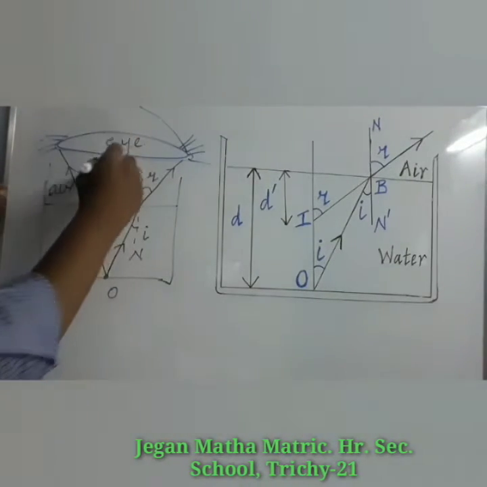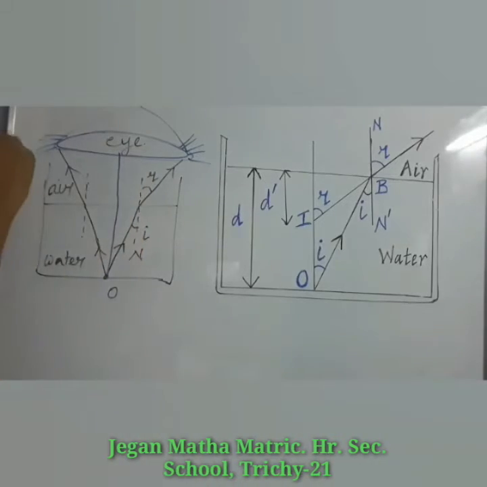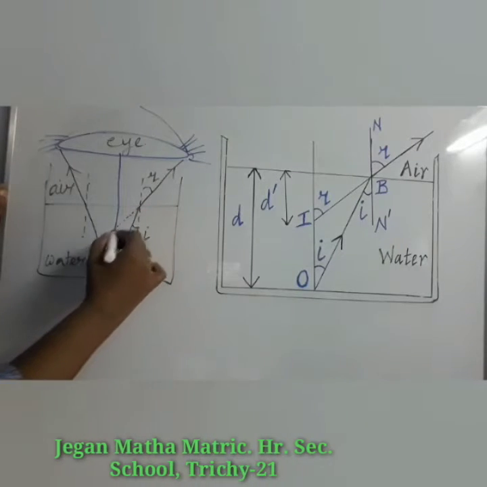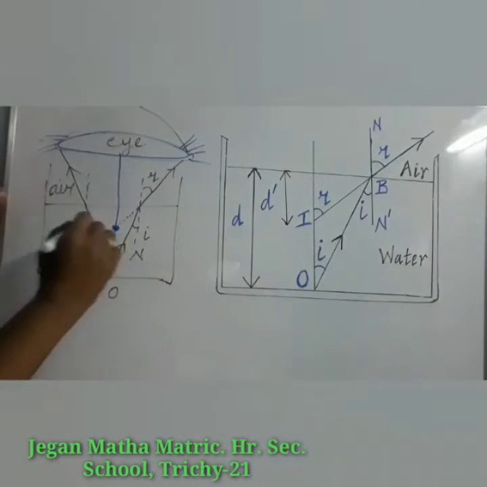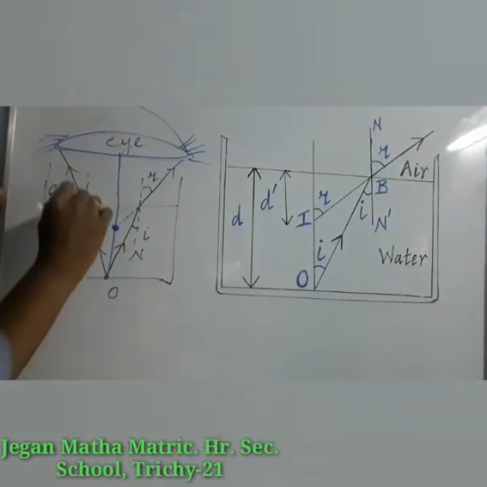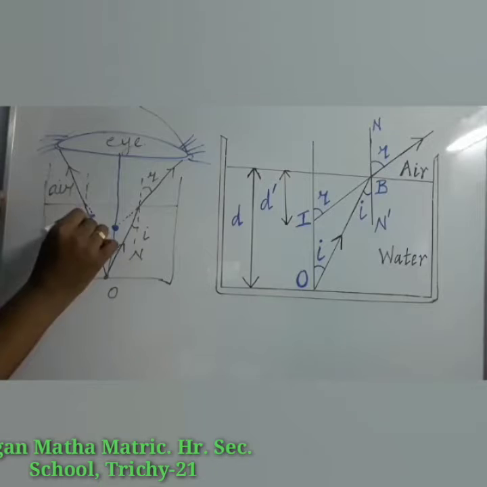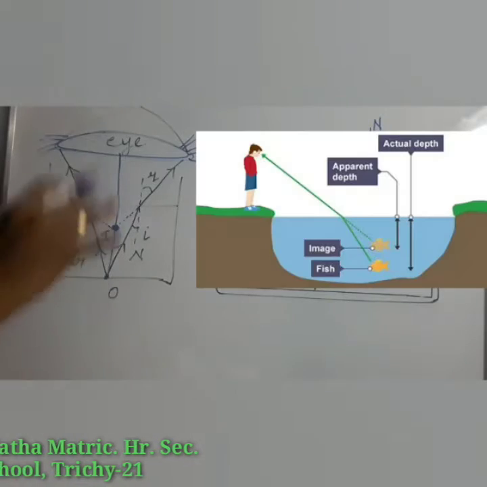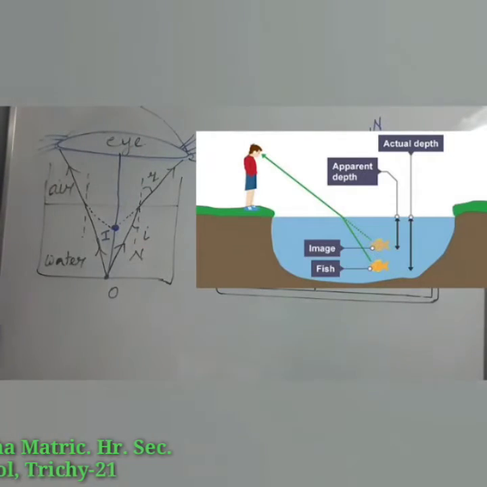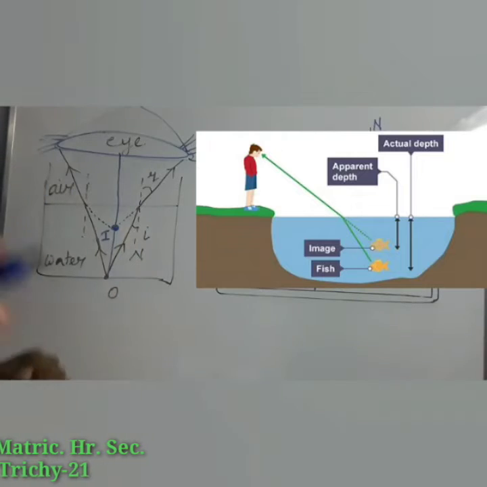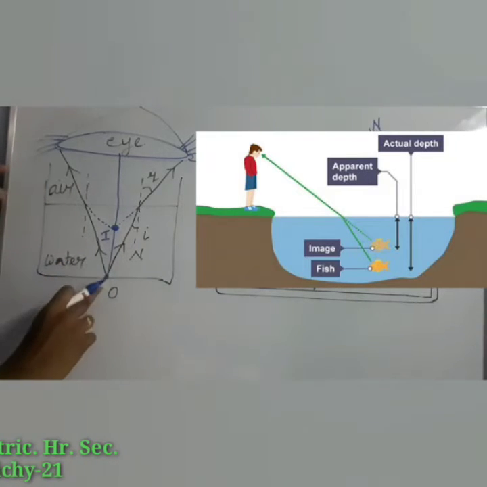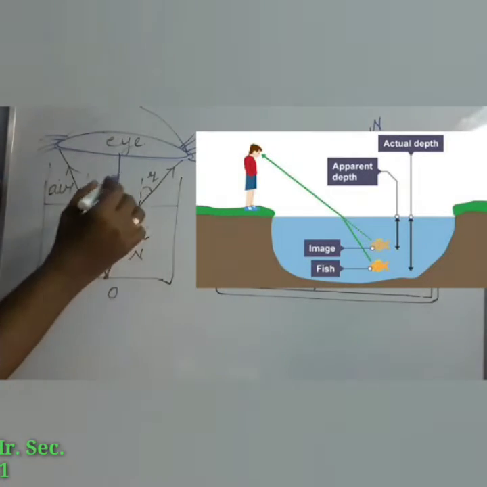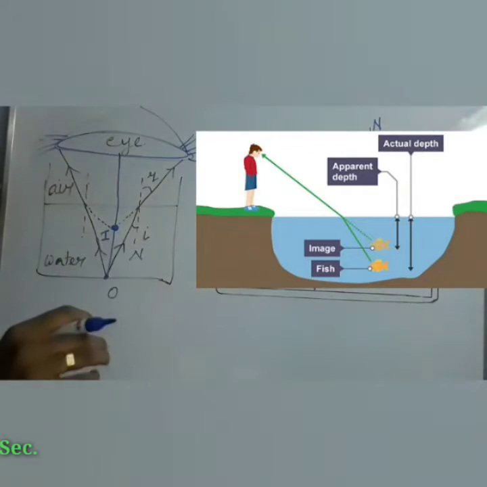Let us draw the perpendicular line. Here you can extend the refracted ray backwards. That will meet the perpendicular line at the point I. Here also, this refracted ray can be extended backwards, so there you get the point I. For your eyes, that object seems to be present at the point I. Actually, that object is at the bottom of the tank at the point O. But due to the refraction, the object appears to be present at the point I.